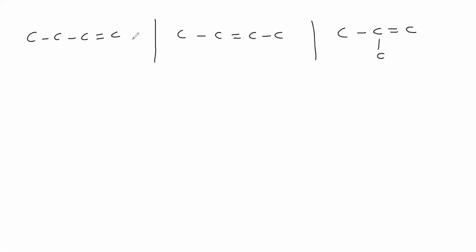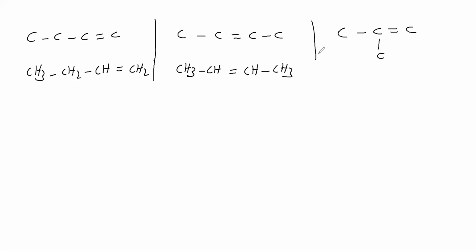Then we will give hydrogens. For the first structure: first carbon 3 hydrogens, second carbon 2 hydrogens, third carbon 1 hydrogen, last carbon 2 hydrogens. Then here: first carbon 3 hydrogens, second carbon 1 hydrogen, third carbon 1 hydrogen, fourth carbon 3 hydrogens. Then for this molecule: first carbon 3 hydrogens, second carbon no hydrogens, third carbon 3 hydrogens, last carbon 2 hydrogens. Okay, we have given.